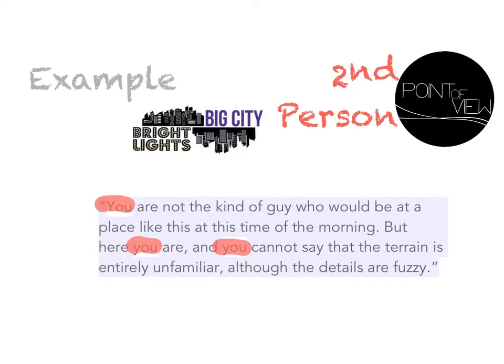The writer illustrates the use of second person point of view by using the pronoun you. This technique may be a little rare, but you can realize that it has its own strength of hooking the reader right from the start.